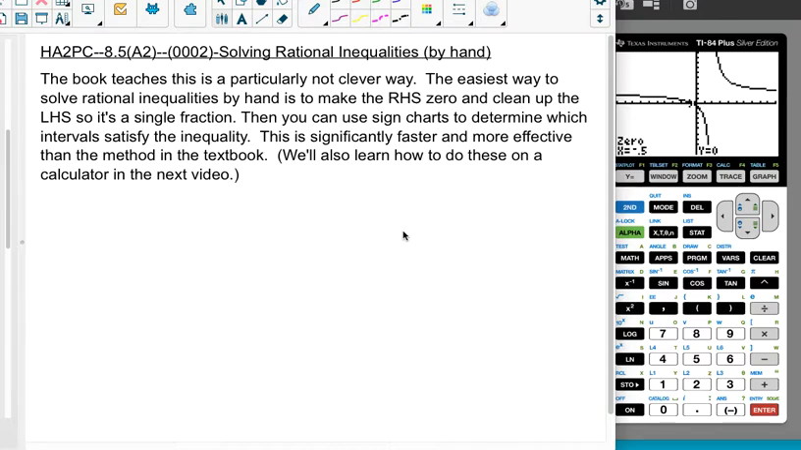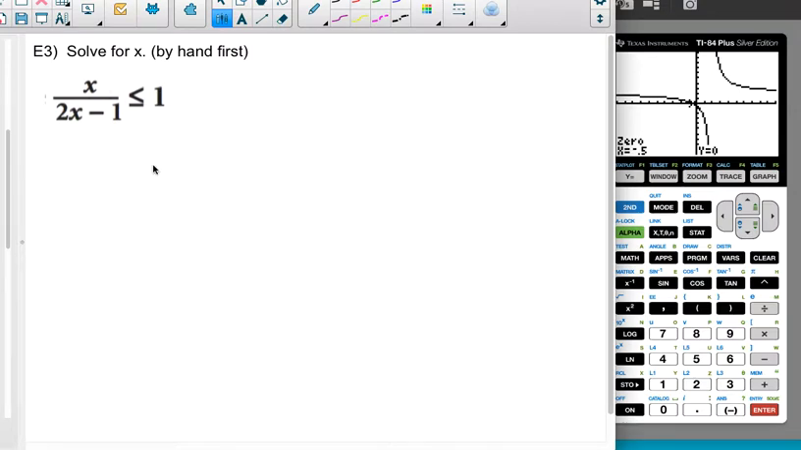So the easiest way to solve rational inequalities by hand is to make the right-hand side 0 and clean up the left-hand side into a single fraction. Once you've done that, you can use a sign chart to quickly determine which intervals satisfy the inequality. This is way faster and more effective than the method in the textbook, especially for harder problems. For easier problems, the method in the textbook's not awful, but let's go ahead and walk through this. All right, so here's what we're going to do.